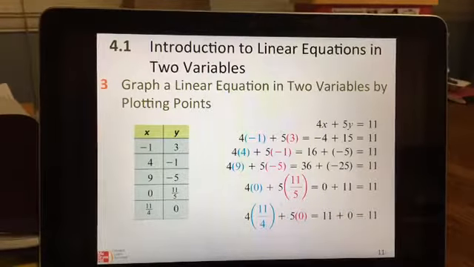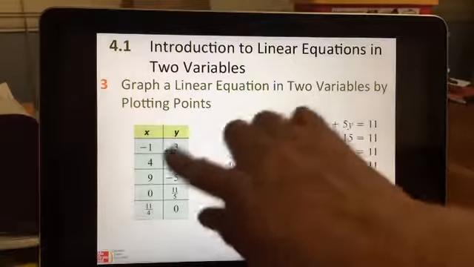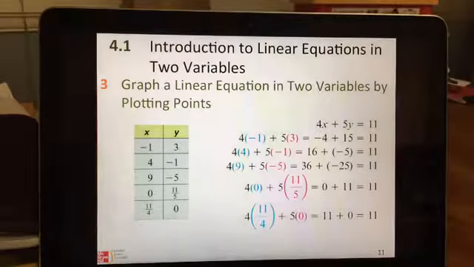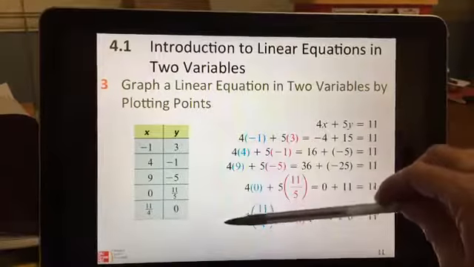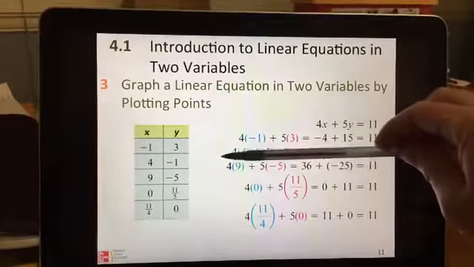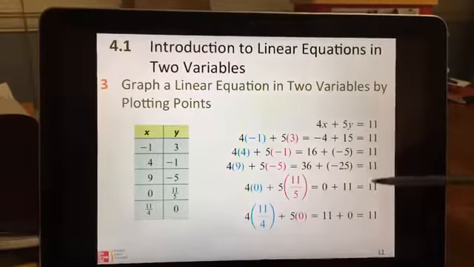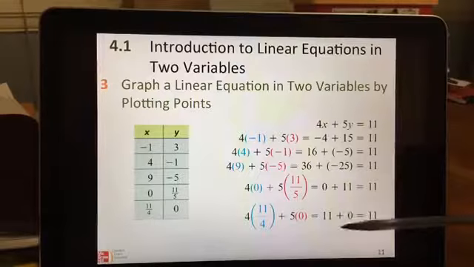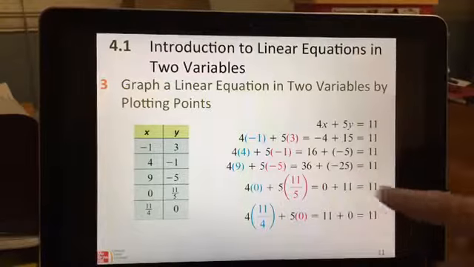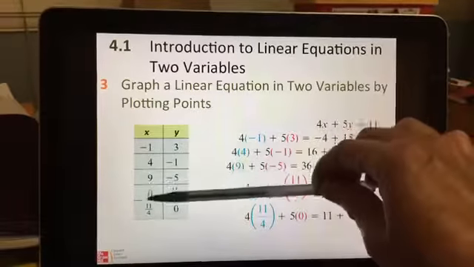So here we're talking about graphing a linear equation in 2 variables by plotting points. So basically they have given us a list of points over here, okay? And this list of points is showing all of the points that make the equation true. So now we have to go through the process of finding those points and verifying that they are indeed solutions to where 11 is 11. We find out that they are solutions by the previous method, and then we make a little grid.